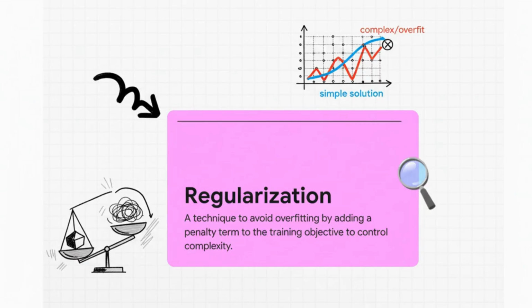So how do we stop our model from going wild and memorizing noise? We use a technique called regularization. And you can think of it like putting a leash on your model. Here's how it works. While we're training, we add a new rule to the game. On top of trying to minimize the error, we also add a penalty for complexity. It's like telling the model, look, I want you to fit the data well, but I also want you to stay simple. Don't use your crazy complex powers unless you absolutely have to.